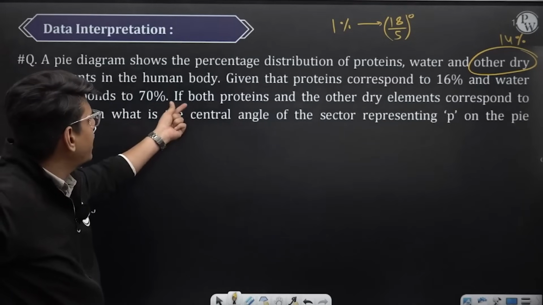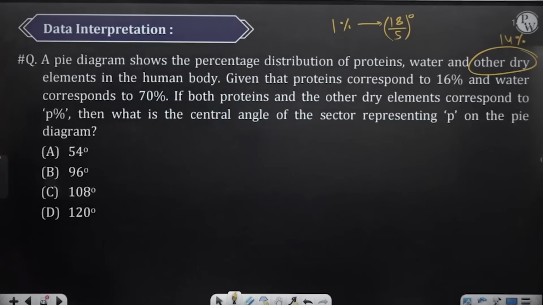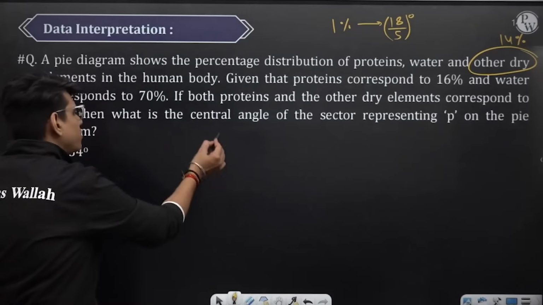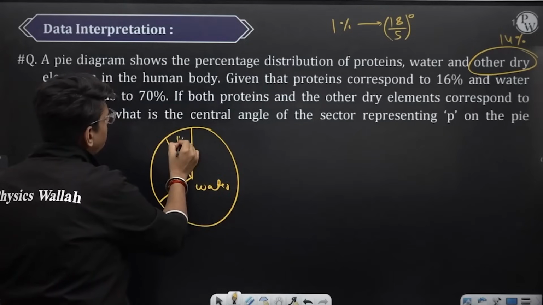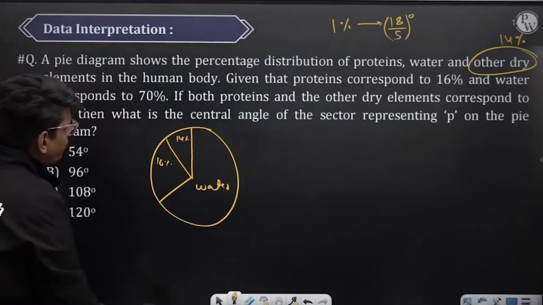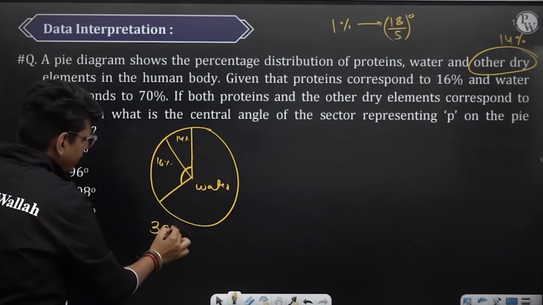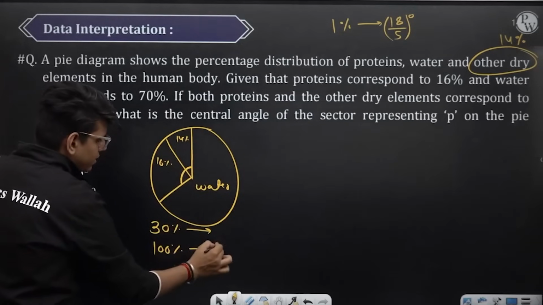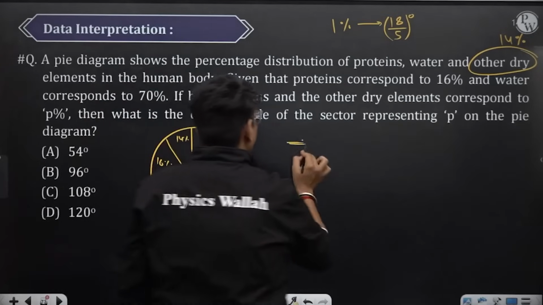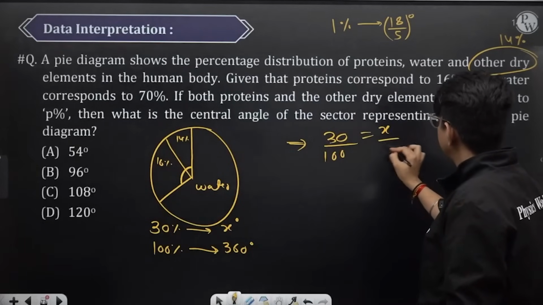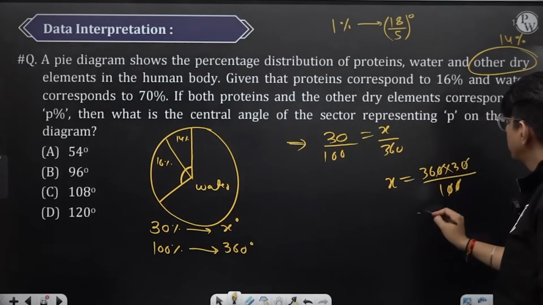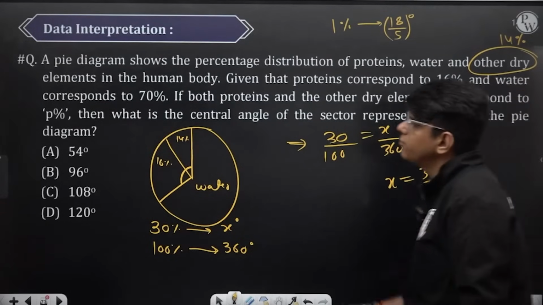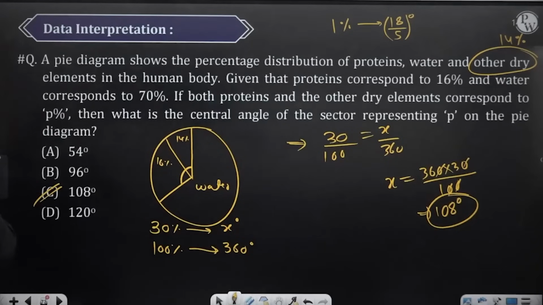Here they are saying that if both proteins and the other dry elements correspond to P%, then what is the central angle of the sector representing this? So suppose this is the pie diagram. This is the water, this is 14%, this is 16%. So we have to find this angle, right? This corresponds to 30%. 100% is 360 degrees. So let it be x degrees. By the unitary method, x is 360 into 30 upon 100. So zeros cancel, and we get 108 degrees. So the corresponding angle for P percent is 108 degrees. Done. Next.